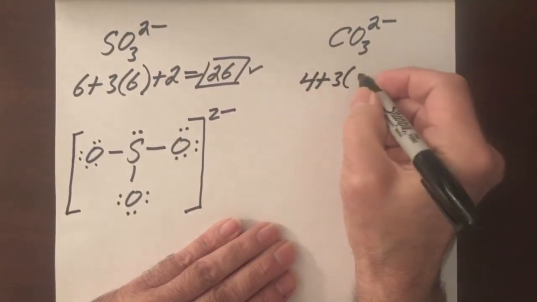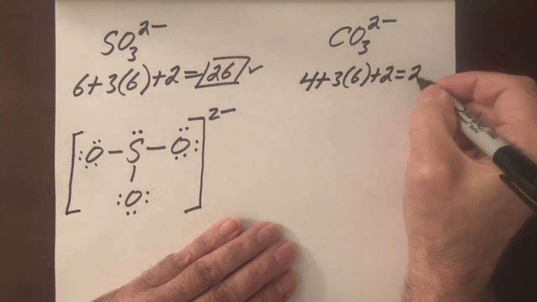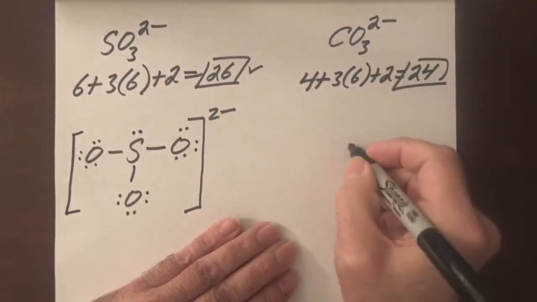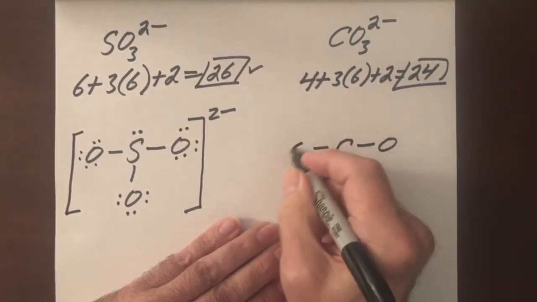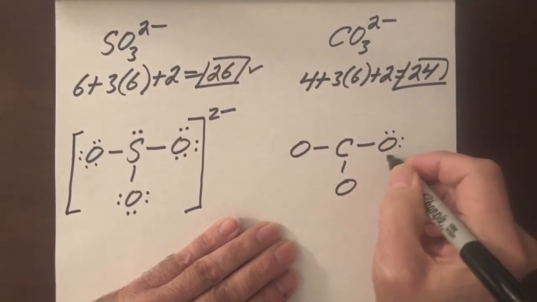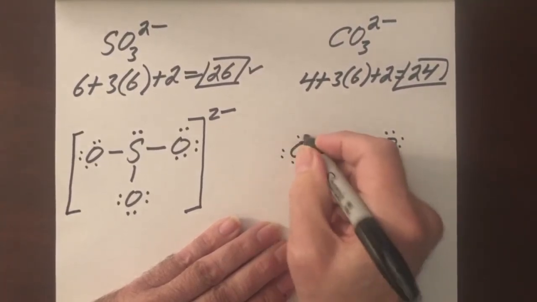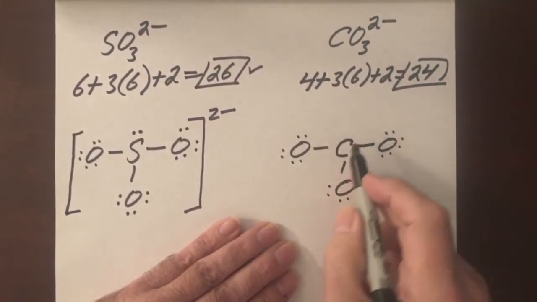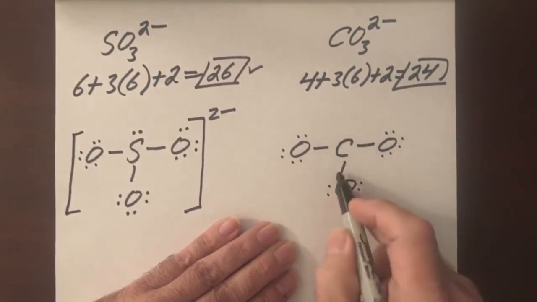So when I add together all of my electrons, I'm going to have 24 rather than 26. So I'm going to follow the same steps, connect all the atoms to a central atom, carbon in this case, complete the octet on the oxygens here. Now, before I put in the dots on the carbon, a couple of things to consider. Remember that carbon should have 4 bonds around it, but it only has 3.